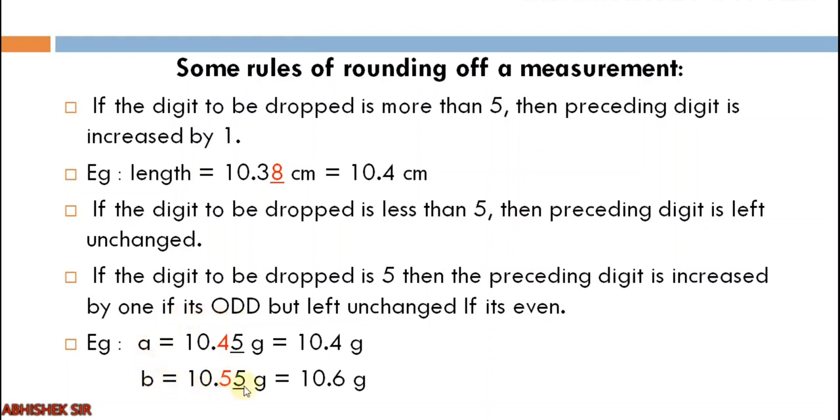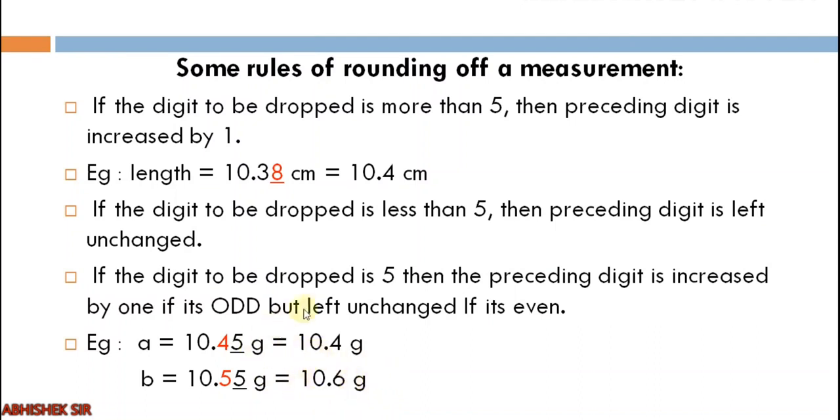Okay, you see the last example. Here the last digit was 5, but you see the preceding is also an odd number. So if the preceding one is odd, we add 1 in that. So 10.55 becomes 10.6. Clear? So this 5 is rounded off to 0 and we are adding 1 to 5, so it becomes 10.6.